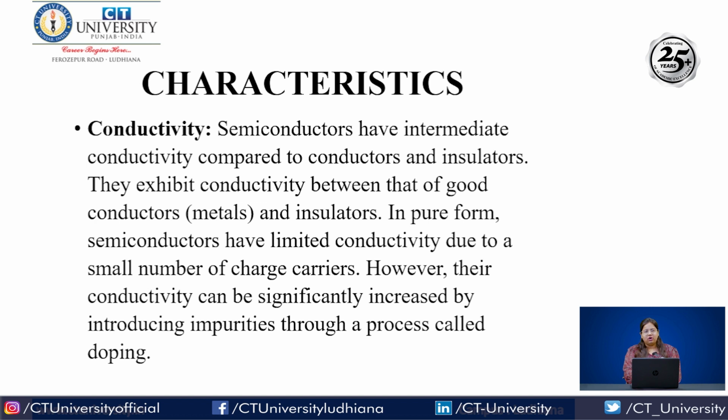Next are the characteristics of semiconductor materials which make semiconductor materials good or better over the conductors and insulators. First property is conductivity. Semiconductors have intermediate conductivity compared to conductors and insulators. They exhibit conductivity between that of good conductors and insulators. In pure form, semiconductors have limited conductivity due to a small number of charge carriers. However, their conductivity can be significantly increased by introducing impurities through a process called doping.